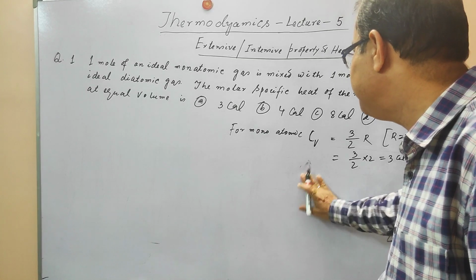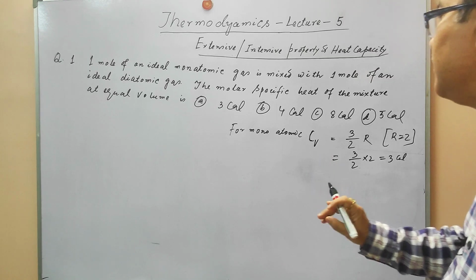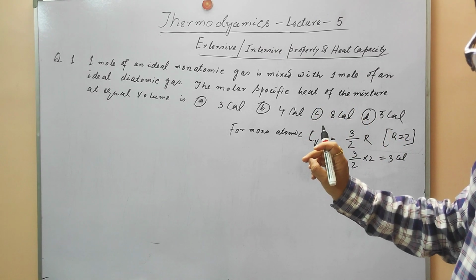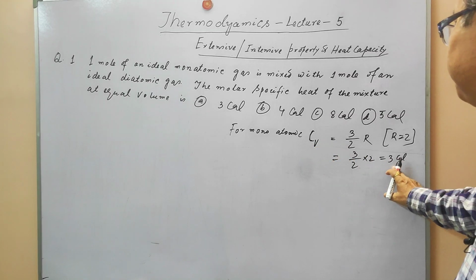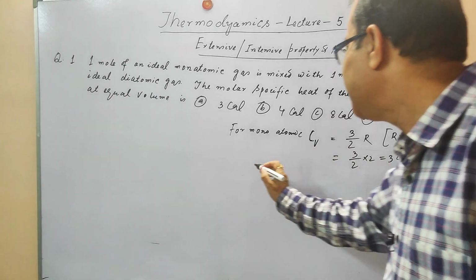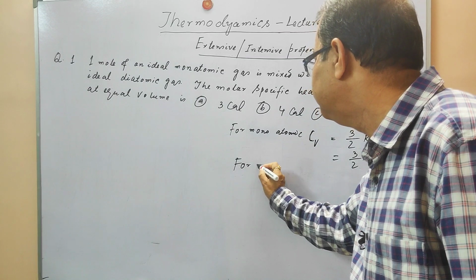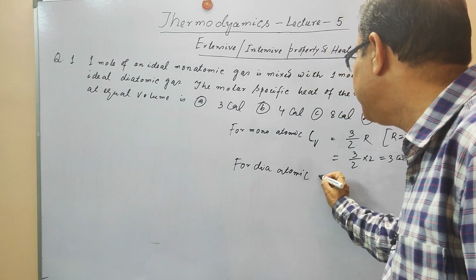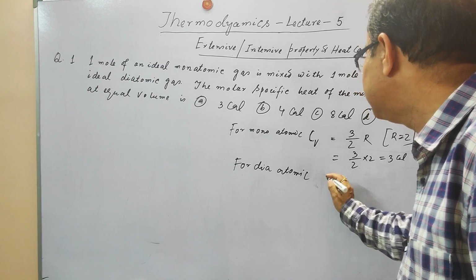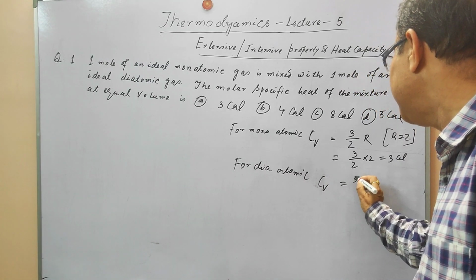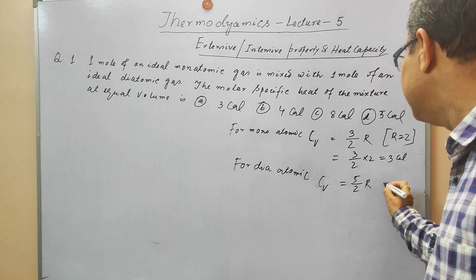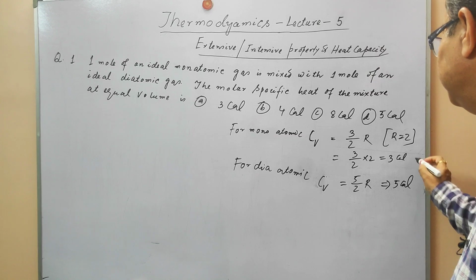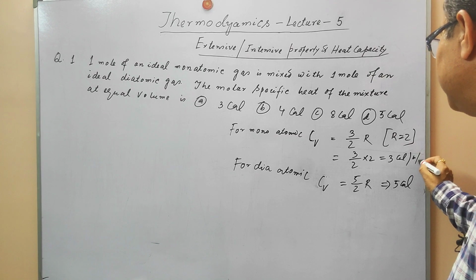You do not have the Cp because you do not want to know the Cp, but you can calculate. If you add it with R, it will get the Cp. Cp will be 5. For the diatomic, Cv is 5 by 2 R. So it will be 5 calorie per Kelvin per mole.